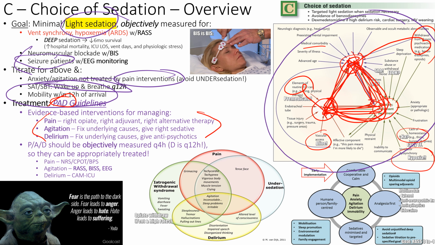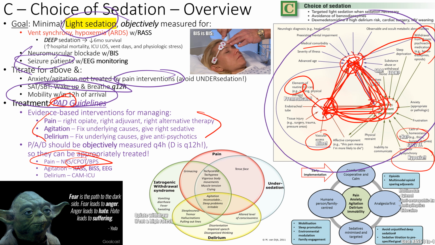Because RASS +2, I'm probably getting some antipsychotics ordered or some other things to improve the sleep-wake cycle, or get their dentures from home, or not dentures, they're ventilated, but get their hearing aids from home, get their glasses, something to fix their problems, right? So you can assess pain with the numerical pain scale, the CPOT, etc. Agitation we can assess with RASS score.